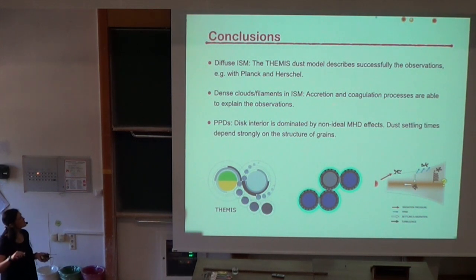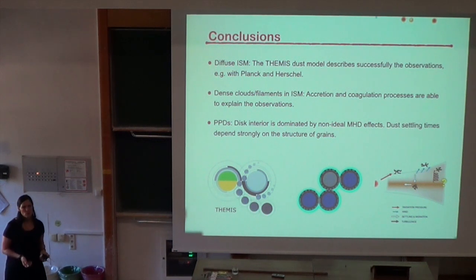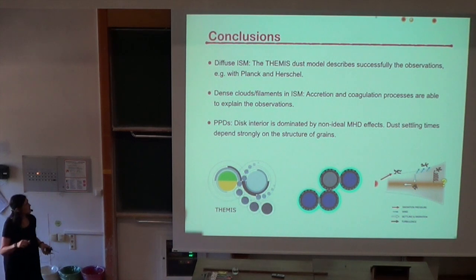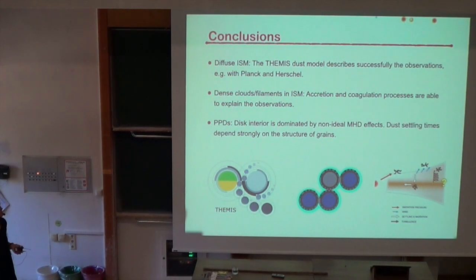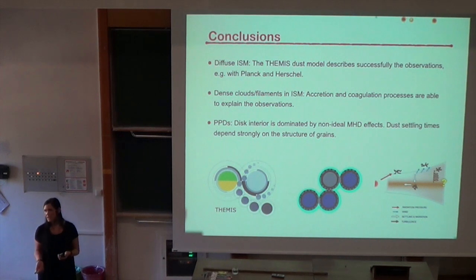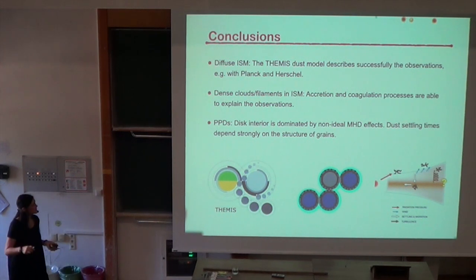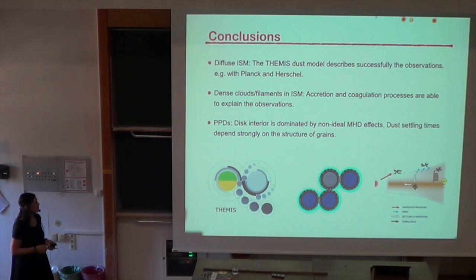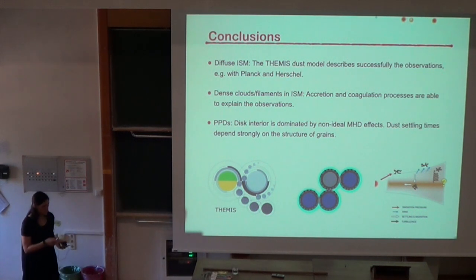And due to dust evolution, accretion and coagulation processes, we are able to explain the observations in denser regions in the interstellar medium. And from the last part, the protoplanetary disks, I could show that the disk interiors are dominated by non-ideal MHD effects, and only due to growth or settling can turbulence be sustained or start again. And the dust settling times depend strongly on the structure of the grains.